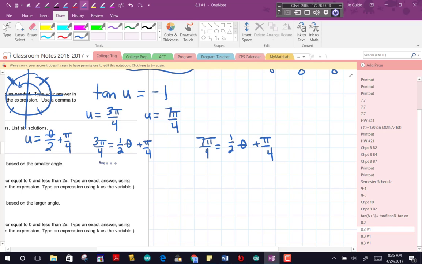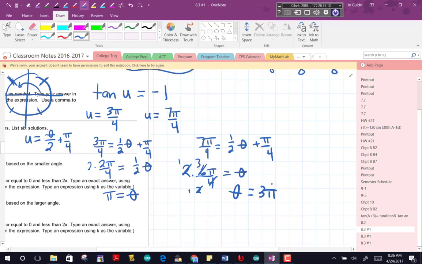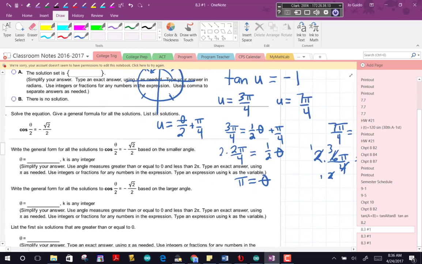If I subtract pi over 4 here, I get 2 pi over 4 equals 1/2 theta. So multiply both sides times 2. And you're going to get theta equals pi. Subtract pi over 4 here. I've got 6 pi over 4. Multiply it by 2. See, 2 goes into 2 once. It goes into 4 twice. 2 goes into 2 once. It goes into 6 3 times. So I get pi and 3 pi.